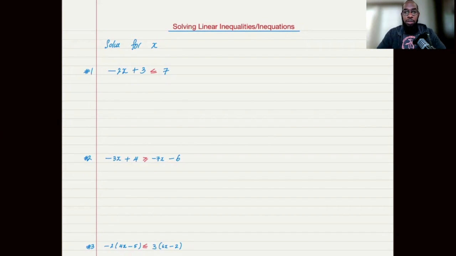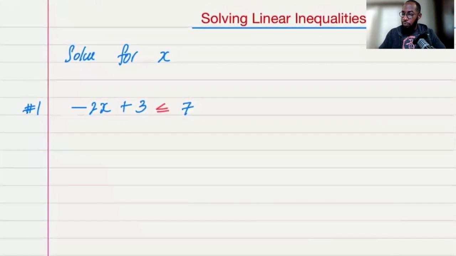So we're following the same format as solving linear equations, but in inequalities or inequations questions, you have to pay attention when you are dividing by a negative number. When you're dividing by a negative number, you have to change the direction of the inequality sign. Let's take a look at number one. I'm doing the short method, right? If you cannot follow the short method, go back to my video on solving linear equations to understand it.